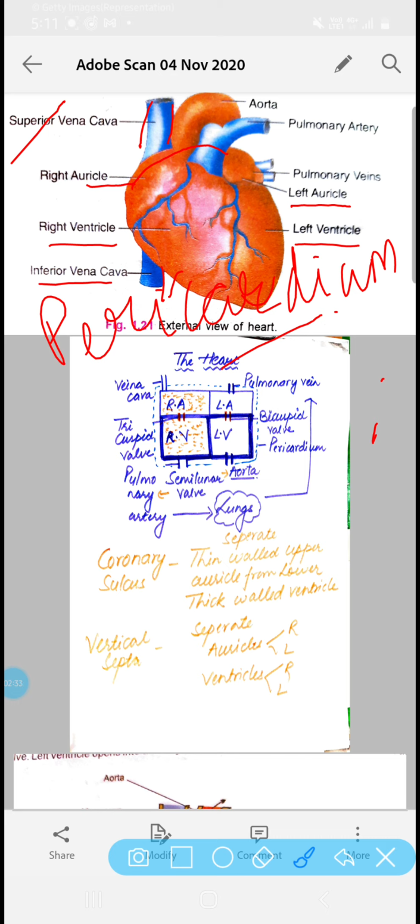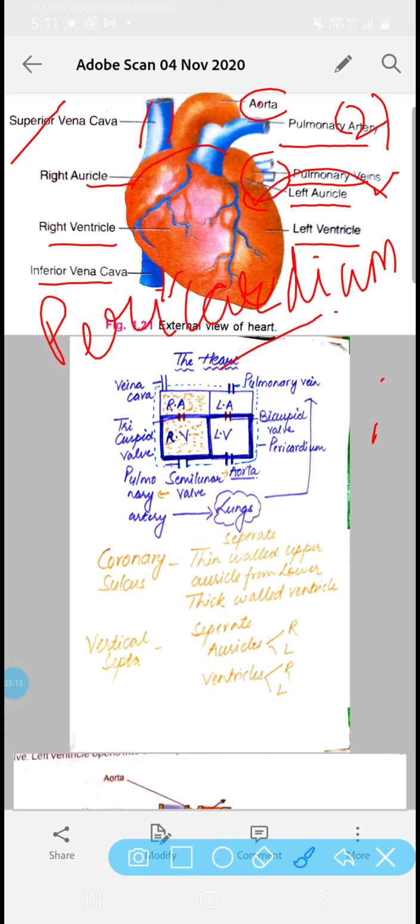Clear? Then this is the pulmonary artery. The pulmonary artery takes the impure blood or deoxygenated blood from the heart to the lungs for purification. Okay, there are 2 pulmonary arteries. Now these are the pulmonary veins. As the blood gets oxygenated in the lungs, the pulmonary veins transfer the oxygenated blood from the lungs to the heart. Clear? And they are again 2 in number.